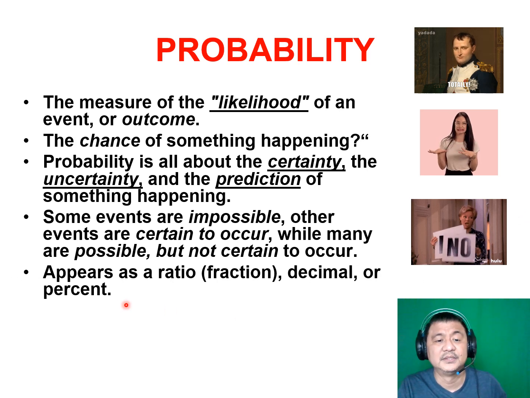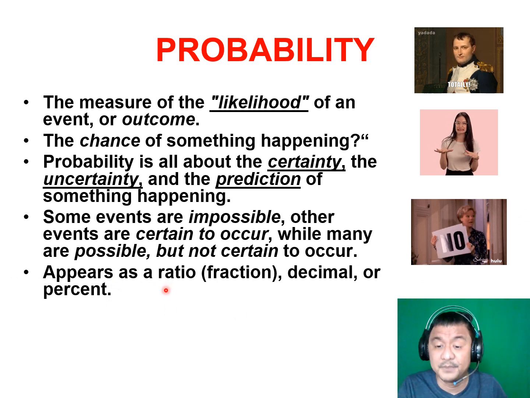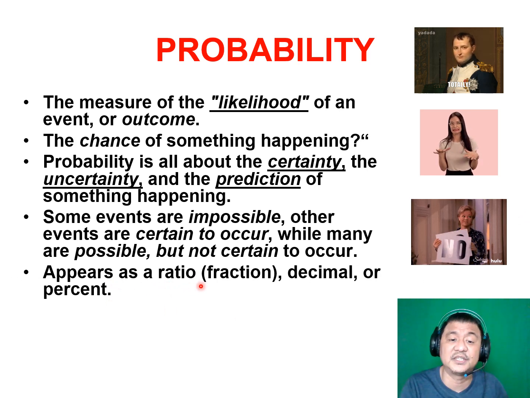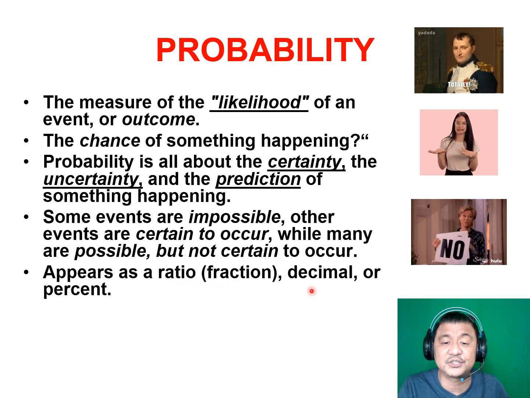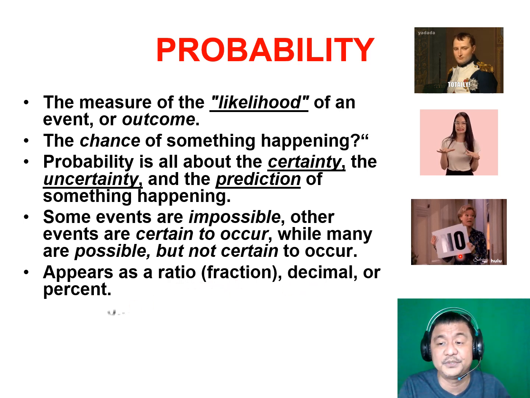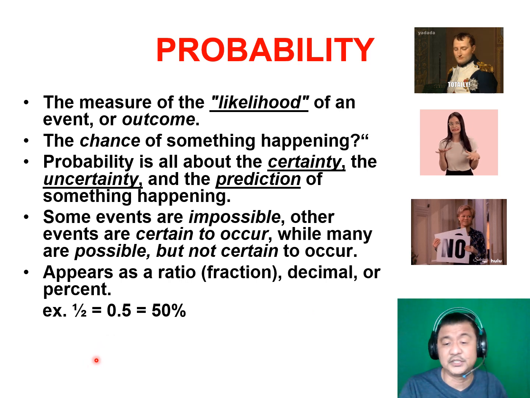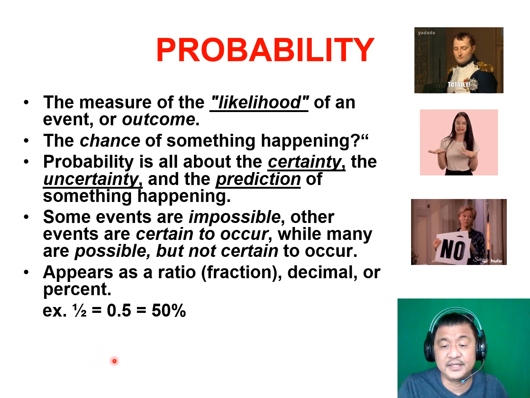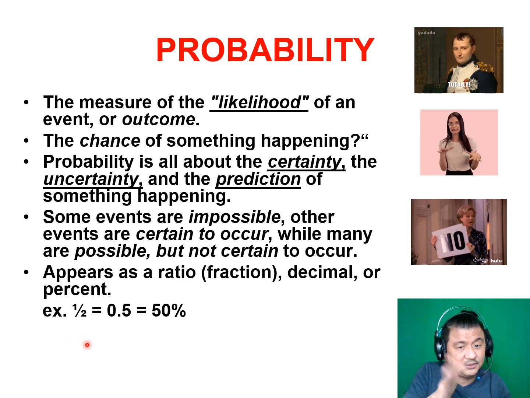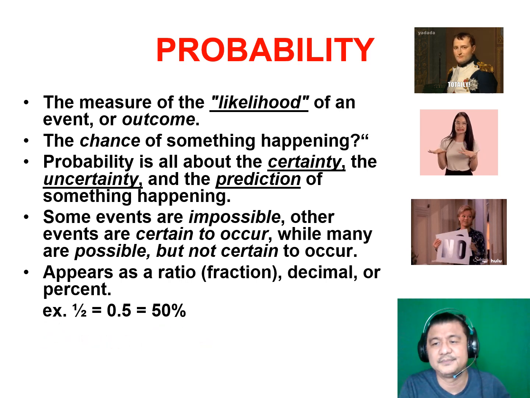What else? It appears as a number. Okay, it's not written in words, it's a number. It's a ratio, fraction, a decimal, or a percent. For example, you could say the probability of getting a result of heads is 1 half. Or you could say 0.5. Or you could say 50%. This number tells you, it's in the middle.